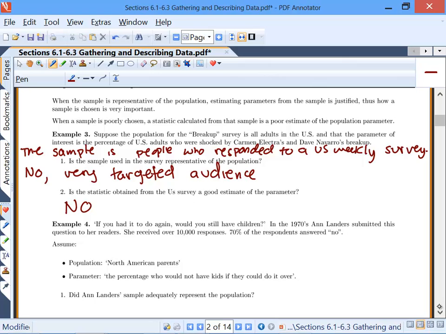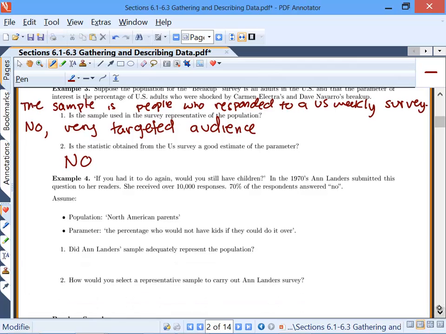Okay. Now, it doesn't say specifically how she asked this. We don't know, maybe it did reach all Americans. But did every American necessarily bother responding? It says it's to her readers on that. Oh, to her readers. Okay. So it only went to her readers.